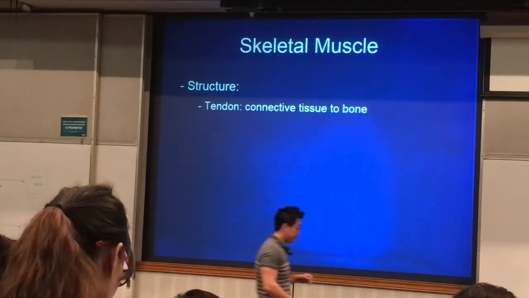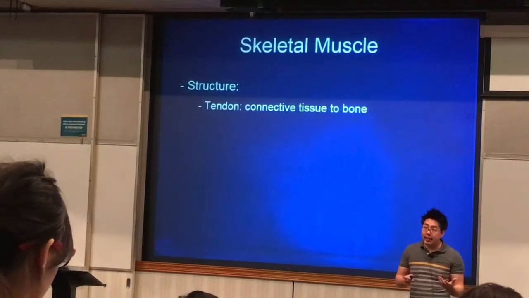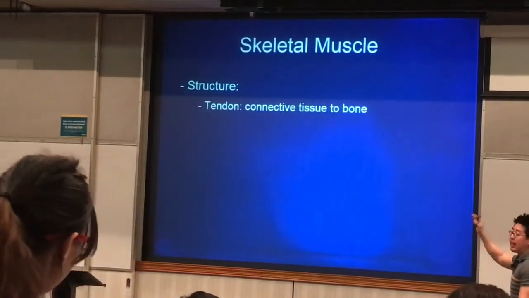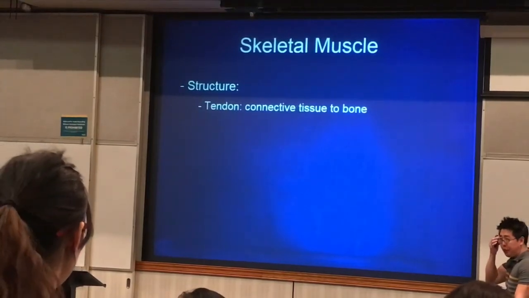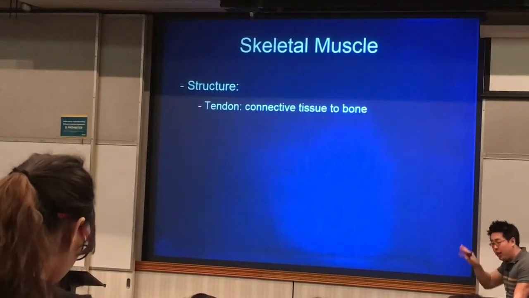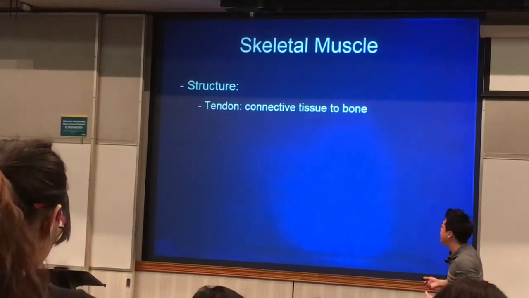Muscle to bone, good. A ligament is going to be bone to bone, and a tendon is going to be muscle to bone. So a tendon is specifically connective tissue that is going to be connecting to bone that kind of helps to connect your muscle to your bone. That's the idea, that's what these tendons are.